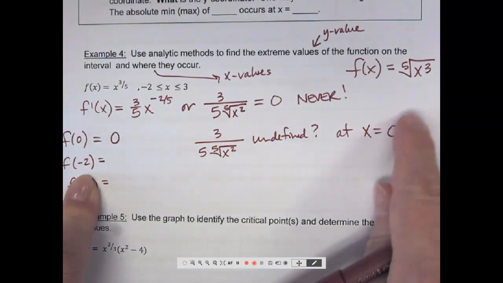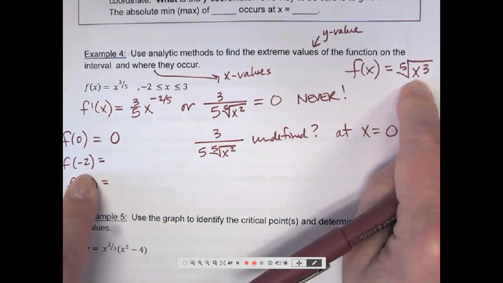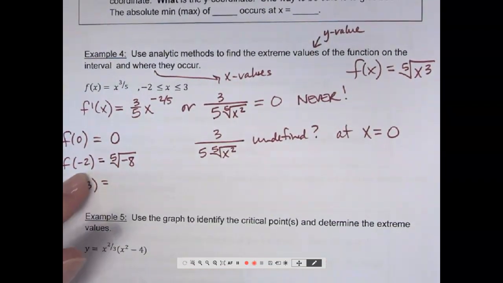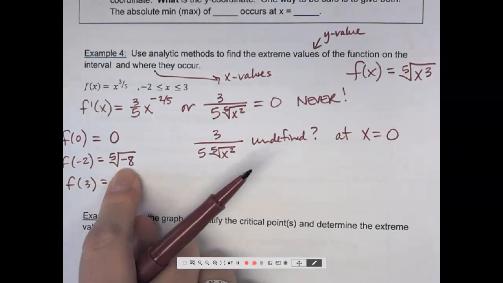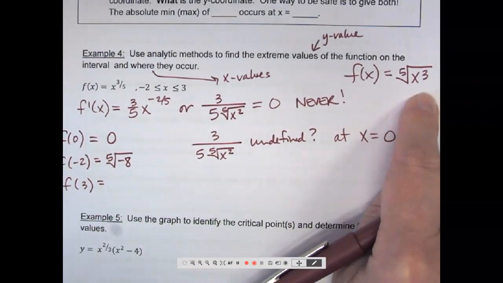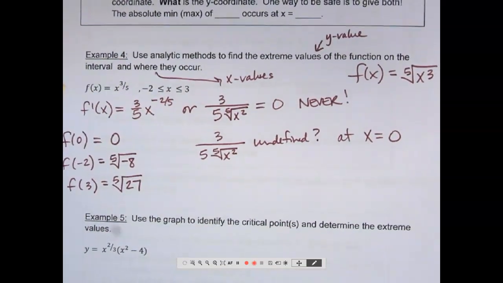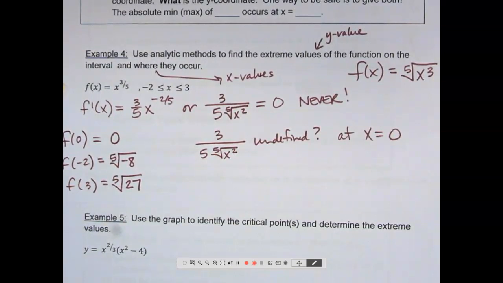Okay, let's put -2 in here. -2 cubed is what? -8. I have the 5th root of -8. Can we have a negative under a 5th root? Oh yeah, odd roots you can, right? Like what's the cube root of -8? -2. So a negative under an odd root is okay. That's going to be a negative number. Okay, if I plug in 3, 3 cubed is 27. I have the 5th root of 27. I don't need to know what these decimals are to tell you which one is the biggest and the smallest. What's the smallest one?